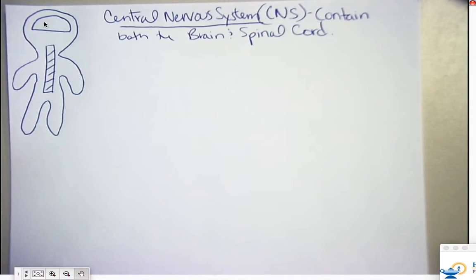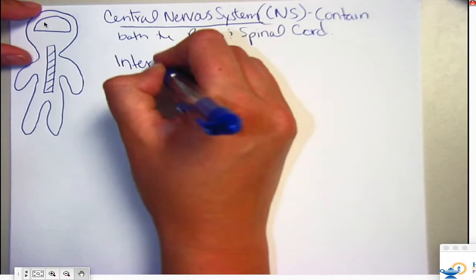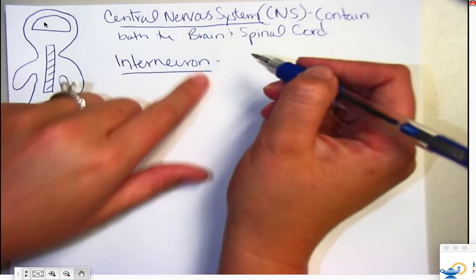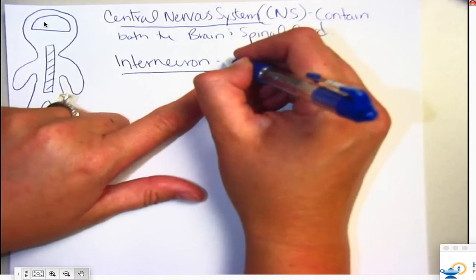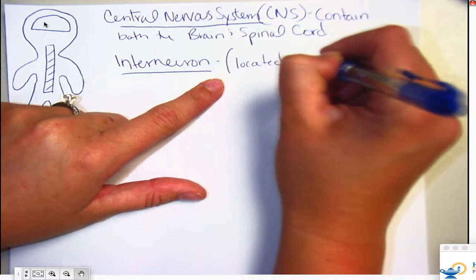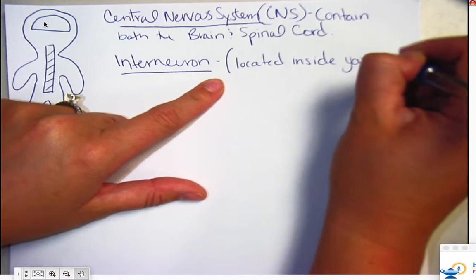Now, when we talk about the central nervous system, we're primarily talking about interneurons. Now, when we talk about neurons, we have 3 different types of neurons. Interneurons happens to be the first one. These are located inside your CNS, or your central nervous system.